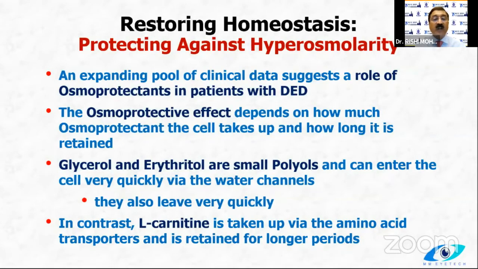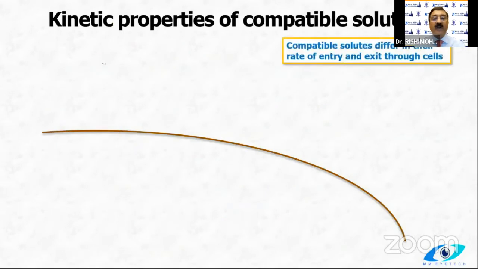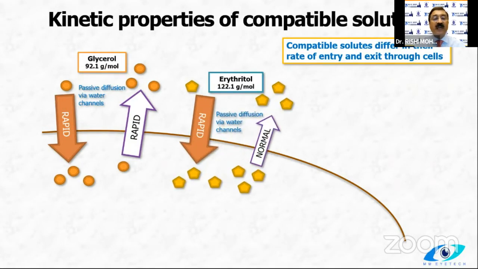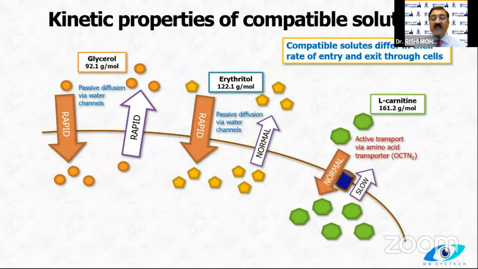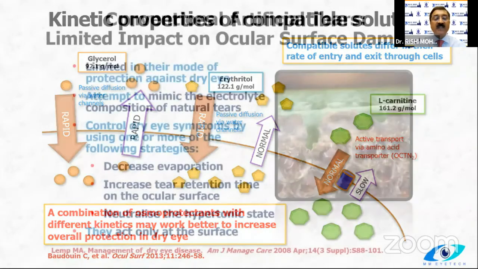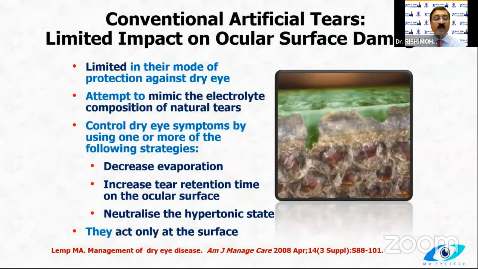This osmoprotective effect depends on how much osmoprotectant the cell takes up and how long it is retained. So there are small osmoprotectants, which are smaller molecules, which leave and enter very quickly. And then there are larger ones, which require amino acid transport for an active ingress and egress into the cells. So there's glycerol, which is very rapidly introduced and extruded. Erythritol, a slightly larger molecule, can passively diffuse in and diffuse out as well. And then L-carnitine has to be actively transported. It is the ideal combination of these osmoprotectants with different kinetics which may work better to increase the overall protection in dry eye. Conventional therapies only help at the surface, whereas the osmoprotectants tend to neutralize the hypertonic state, increase the tear retention time, and improve the osmoprotection that is possible.